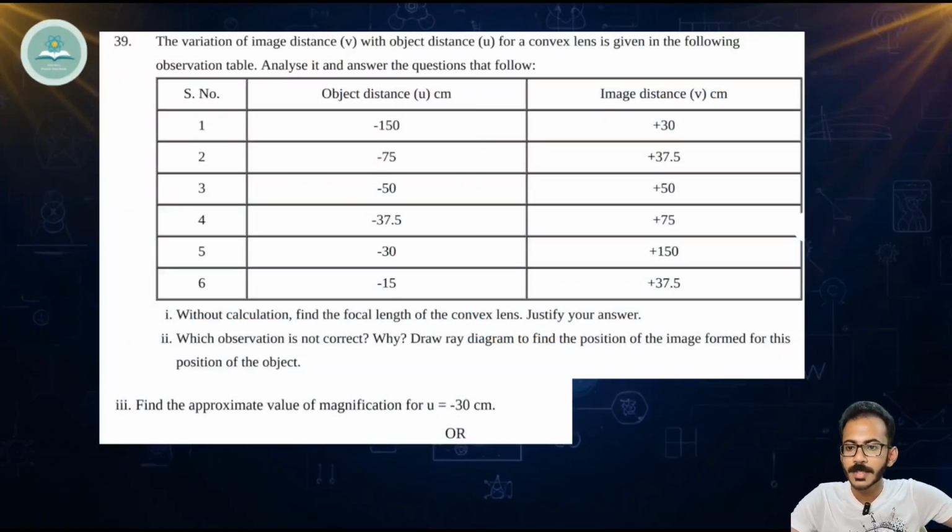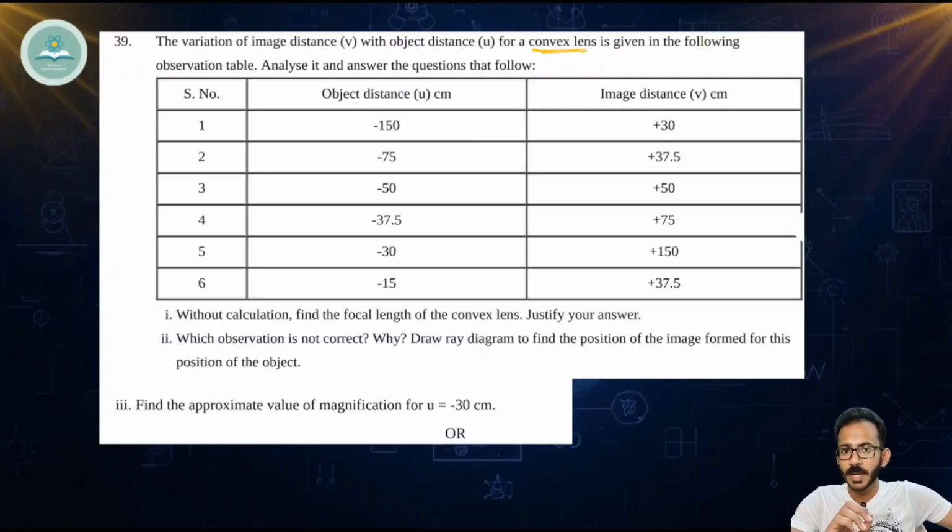Let's see the next question. The variation of image distance with object distance for a convex lens is given in the following observation table. Analyze it and answer the questions that follow. Convex lens, it will form all types of images: virtual, erect, real, inverted. So at different positions, different kind of image will be formed. So let's analyze the table.